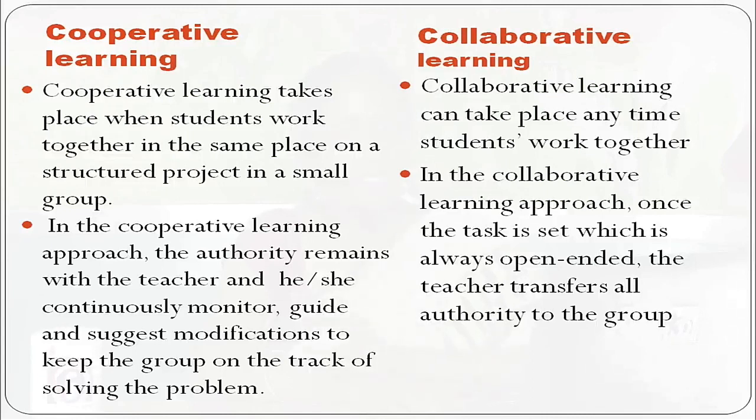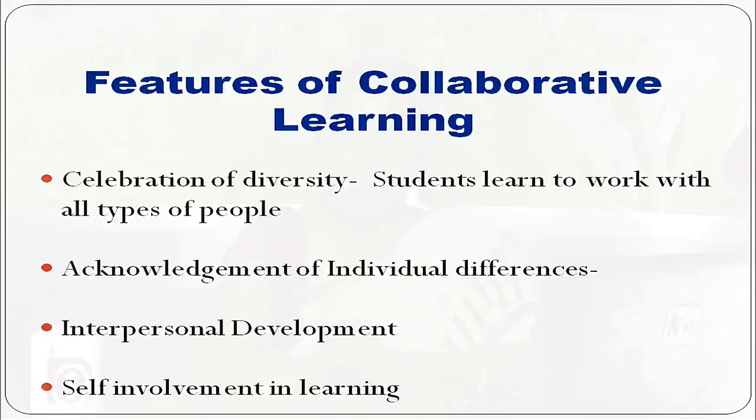And the second difference is that in the cooperative learning approach, the authority remains with the teacher. The teacher is continuously monitoring, guiding and suggesting modifications to keep the group on track of solving the problem, because the teacher is behind every group. But in the collaborative learning approach, once the task is set, which is always open-ended, the teacher transfers all the authority to the group. Now it is up to the group how they work together.